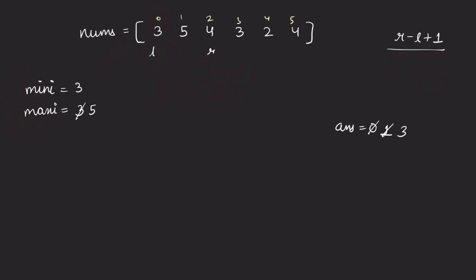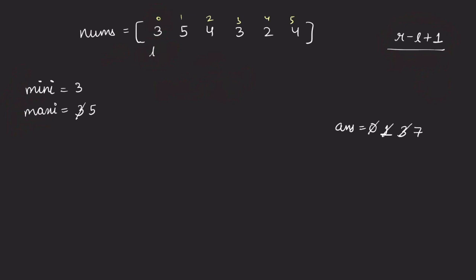R will move forward, it will come at 4. Mini and maxi will remain as is, right? The difference is still less than or equal to 2, right? So we will find out the length. It will be 2 minus 0 plus 1, which is 3, right? So our answer will become 7 now.